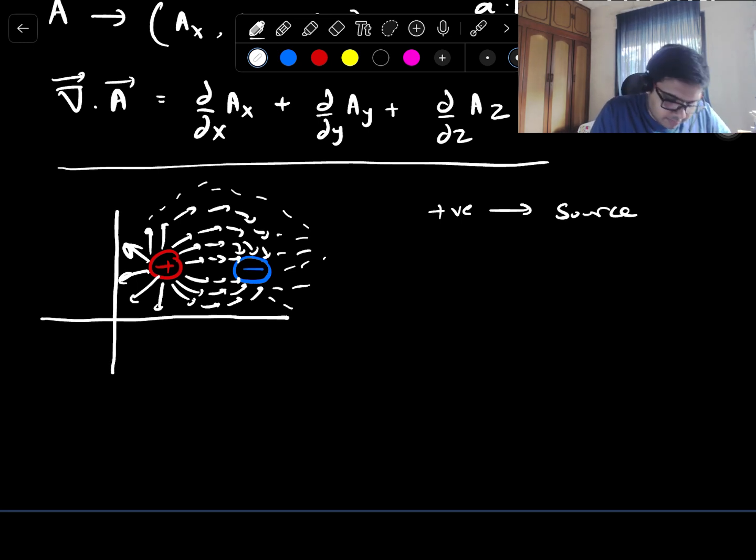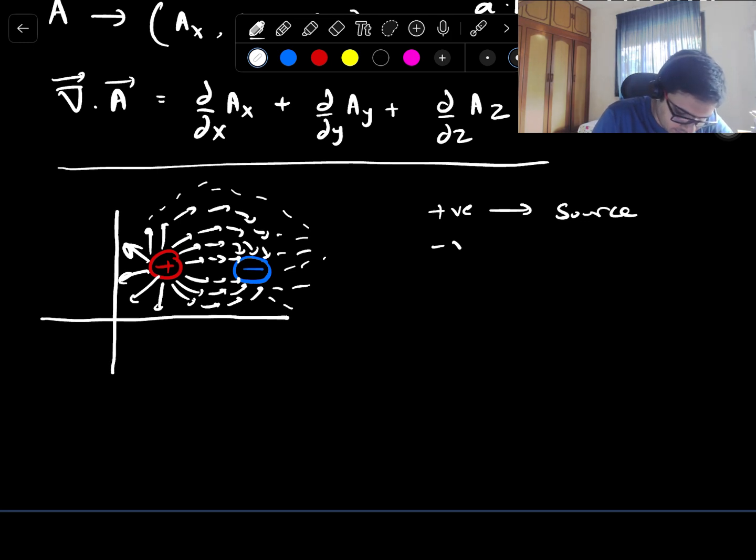And when we have the negative charge, we see that the field lines are basically terminating or coming towards the negative charge. So this acts as a sink. Now let that sink in for a moment. So basically, we have now established what source and sink are here, and this is what divergence physically means.